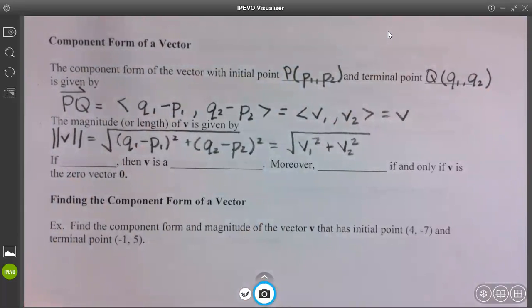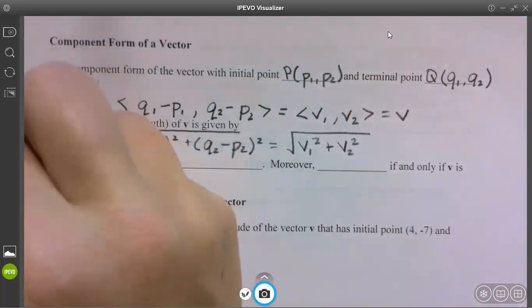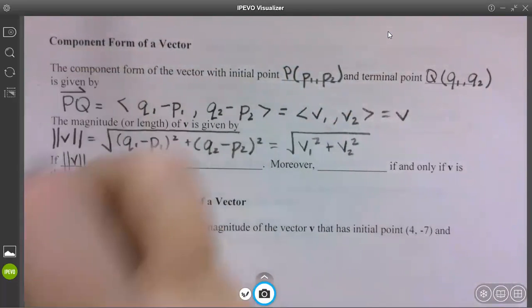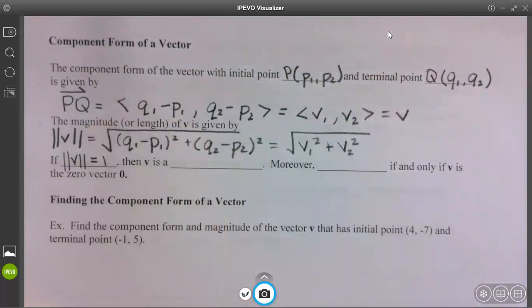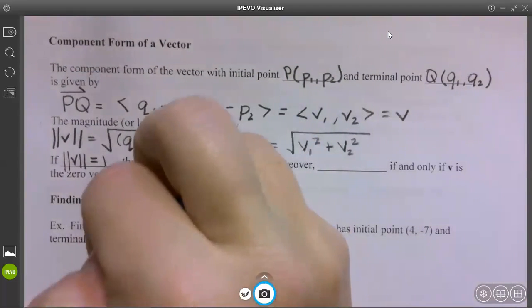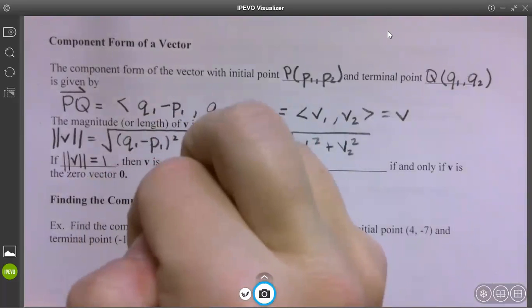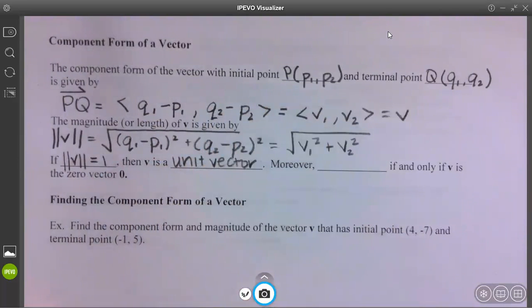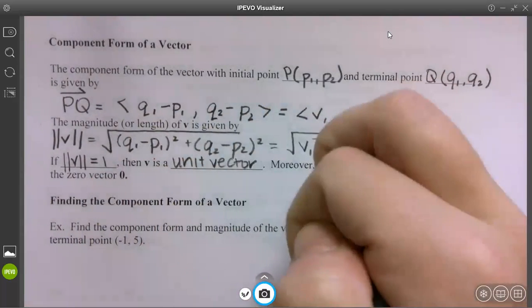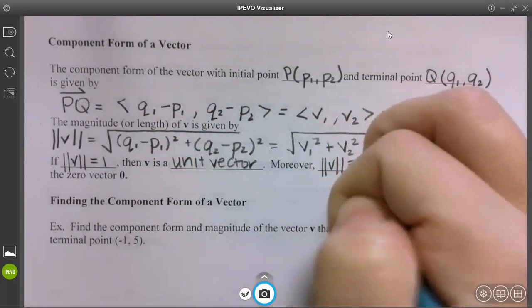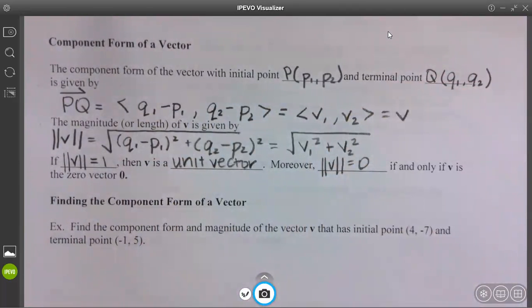Okay, again, remember magnitude deals with the distance, direction deals with the slope. If that magnitude is going to equal 1, then V is a unit vector. Remember, just like the unit circle is based off of 1 to the left, 1 to the right, 1 up, 1 down. This is the same thing. So anything that's 1 is a unit. So unit vector. But then if it is equal to 0, if and only if V is the 0 vector. So again, that's when it doesn't move anywhere.